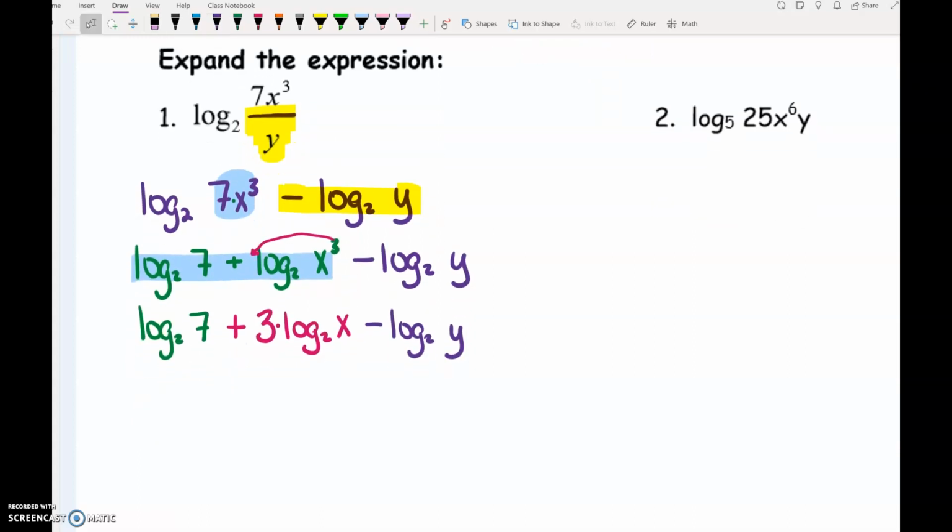Okay, would you like to see how I do that problem faster with fewer steps?